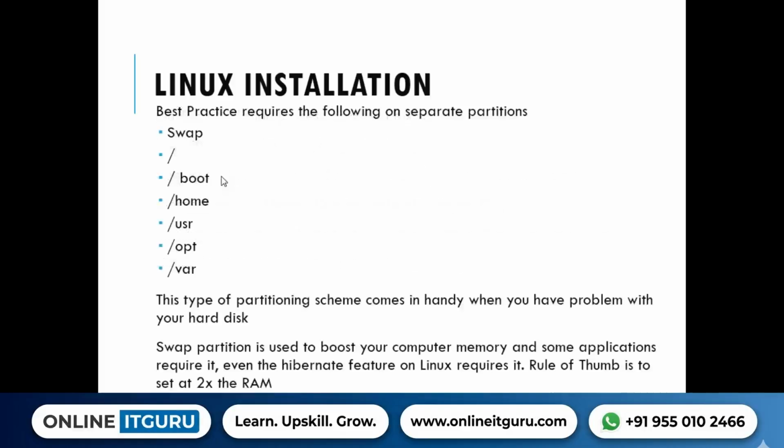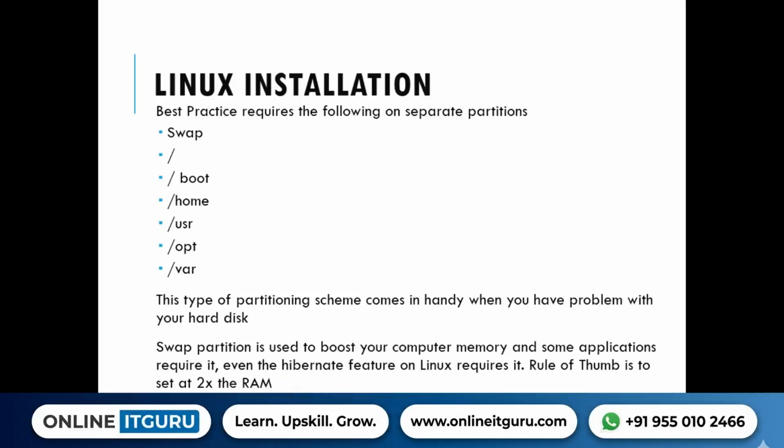So here are some of the partitions. First of all, swap, as I told you, is going to be used like a RAM, and we have a simple equation. The swap partition is used to boost your computer memory, and some applications require it. Even the Hibernate feature on Linux requires it. The rule of thumb is to set it at 2x of the RAM. So what does 2x of the RAM mean?